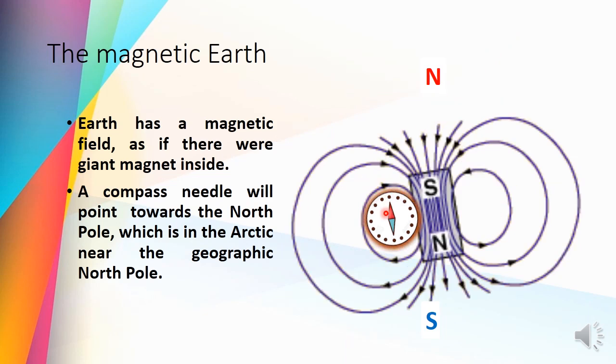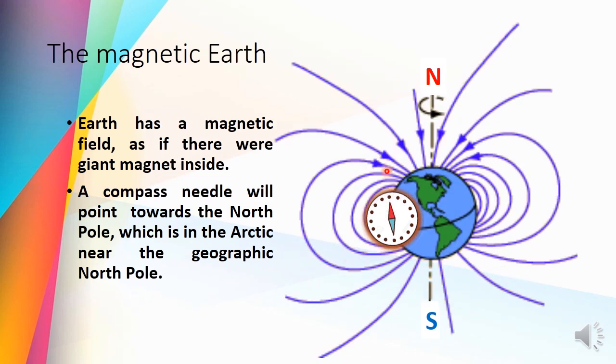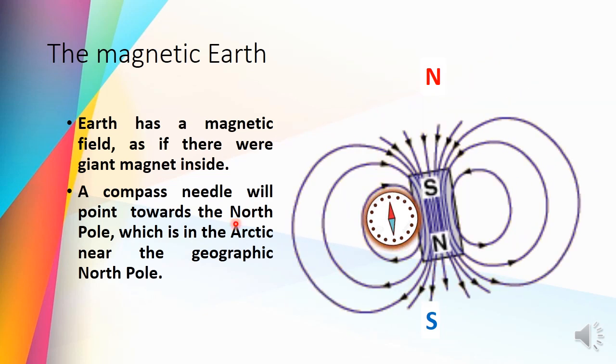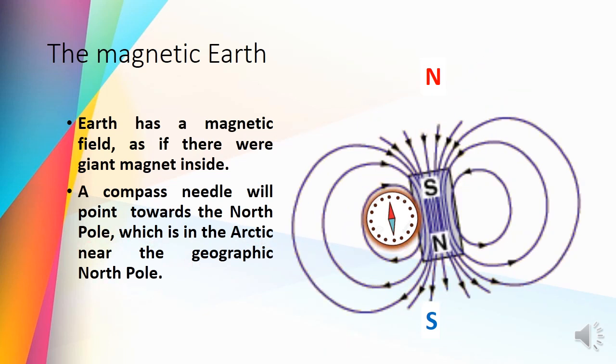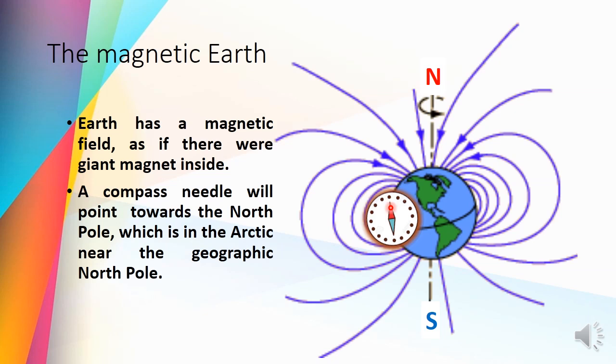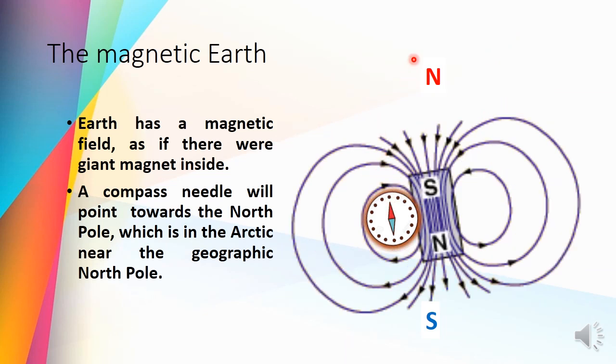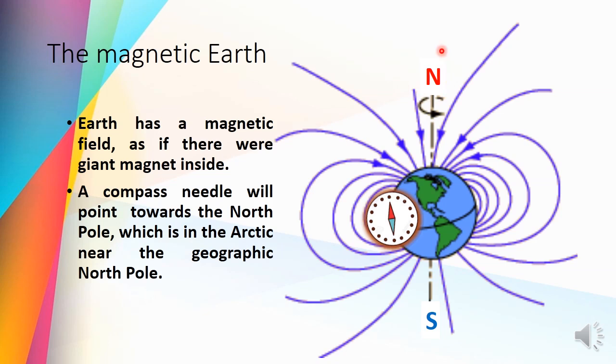Now, a compass needle will point towards the North Pole. The compass needle here, the red part, will point to the North Pole, which is the Arctic near the geographic North Pole. Okay, so the compass will point towards the geographic North Pole, as we call it.